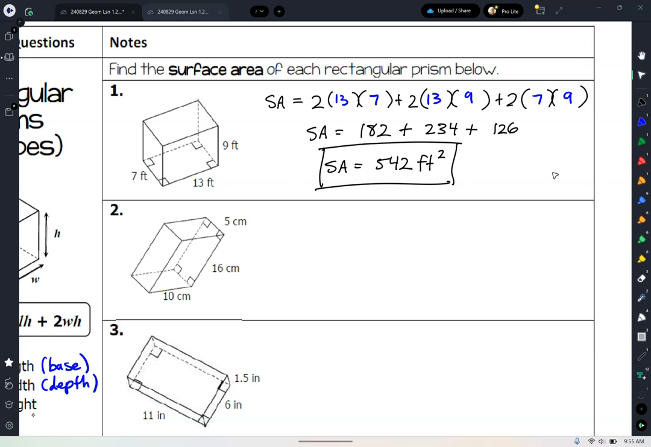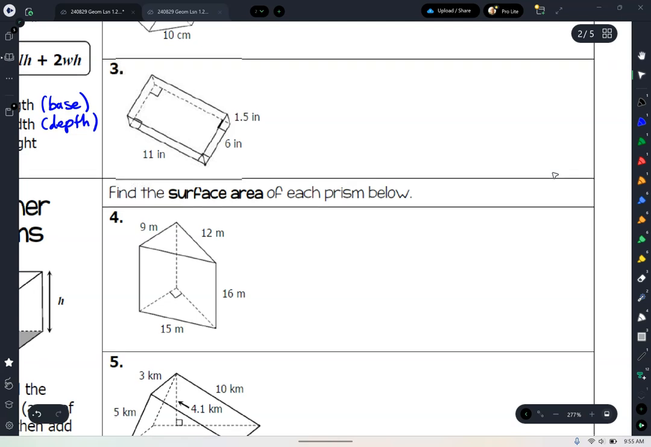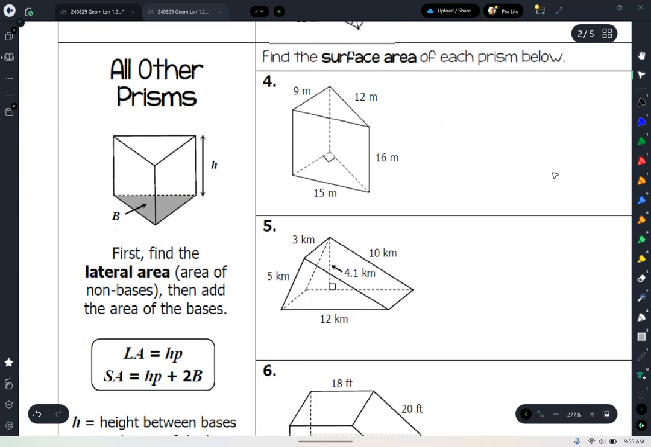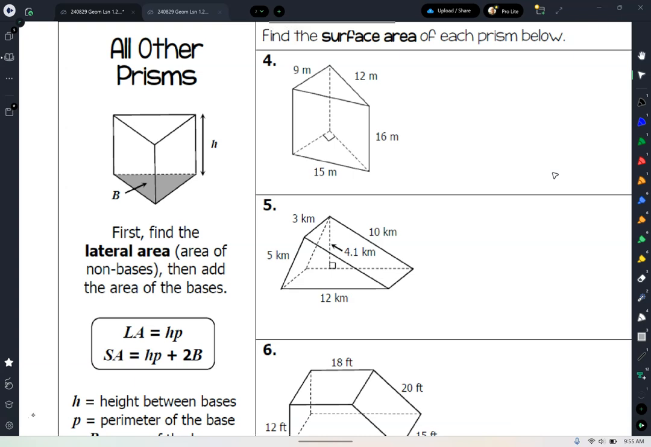Everybody good with that one? We don't need to do another one of these, do we? Okay, good. All right, we're going to leave 2 and 3 then. All right, so let's talk about all other prisms. All right, here's where it starts to get tricky, so pay close attention, okay? All right, there are 2 pieces of these all other prisms that we are going to find in order to determine the surface area, okay?